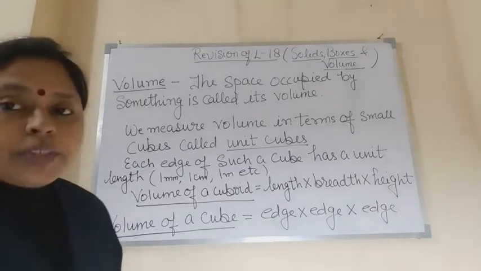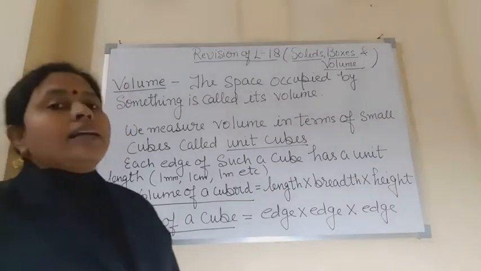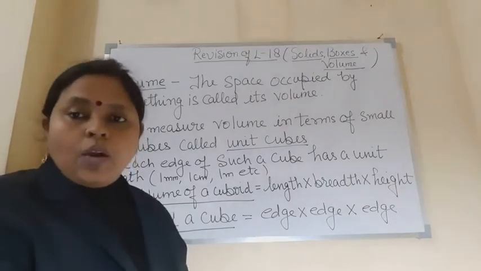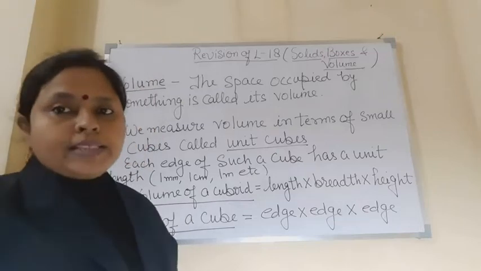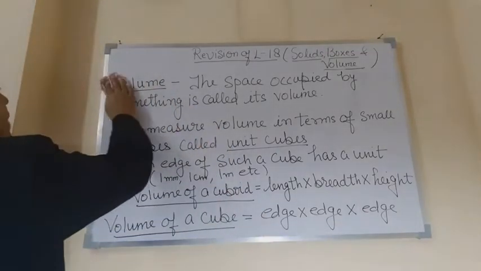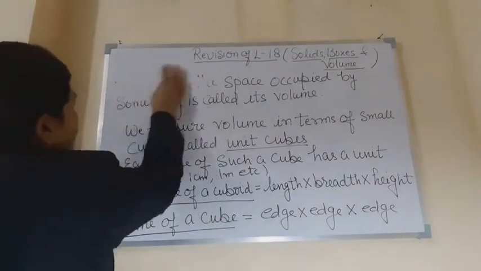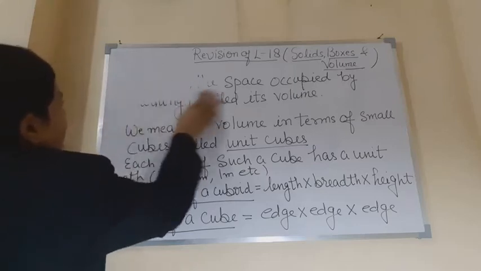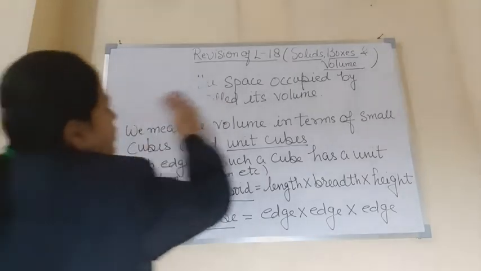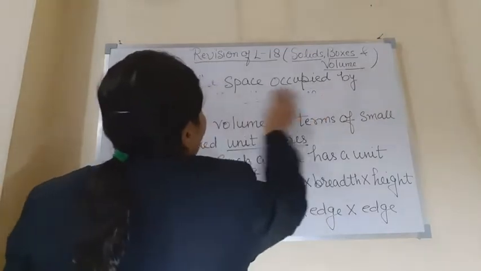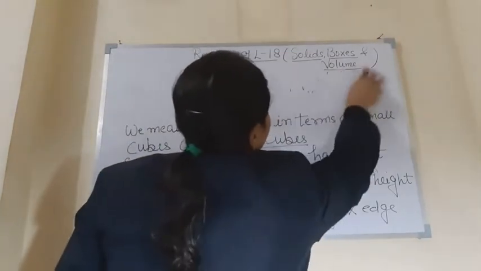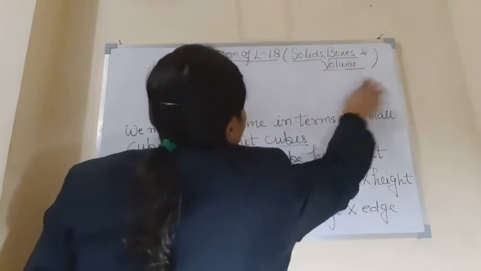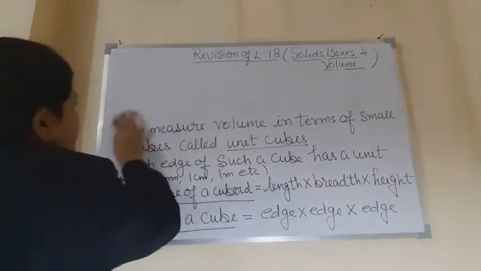So now children, after revising all these things, let us do some of the questions from lesson number 18. So first of all, what will be the first question that we are going to do? Well, in the first question, we will find out the volume of a cuboid whose length, breadth and height are given. So let us do the first question.